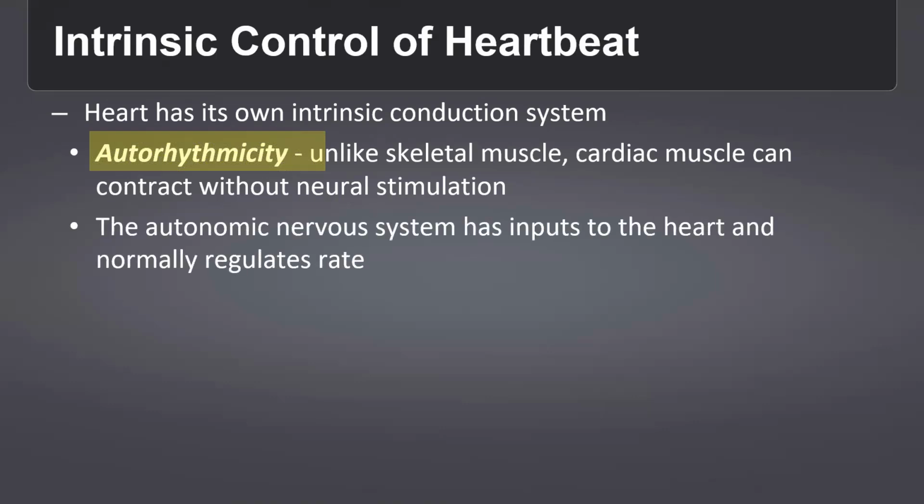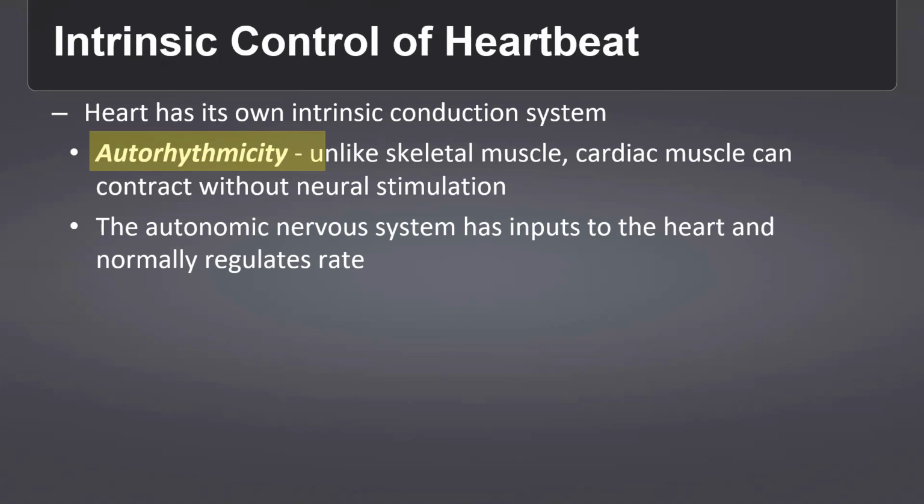So the autonomic nervous system, something we'll learn about later on in this semester, has inputs to the heart and regulates the rate. So it can speed up or slow down your heartbeat. It can speed it up to like 90 beats per minute, 120 beats per minute, or it can slow it down to like 50 if it needs to. That's run by a branch of the nervous system called the autonomic nervous system.